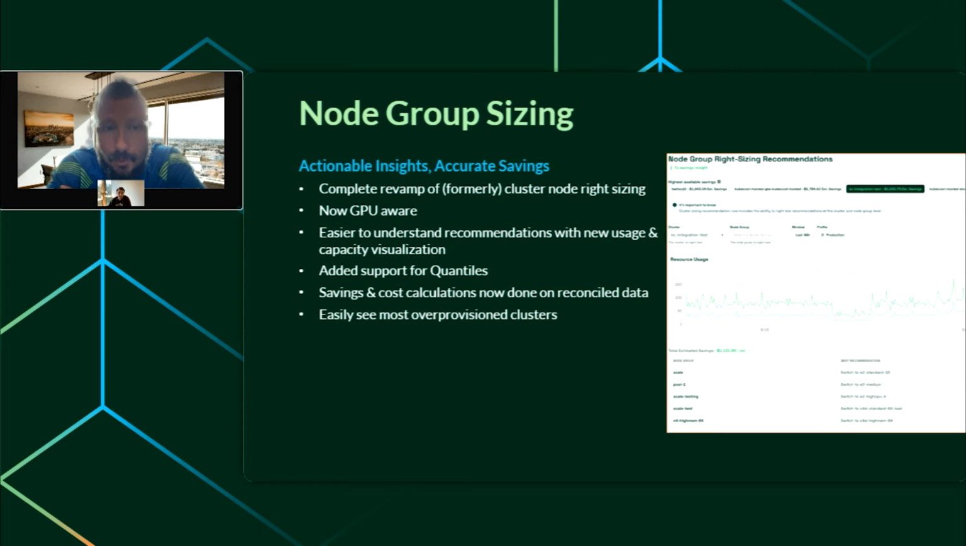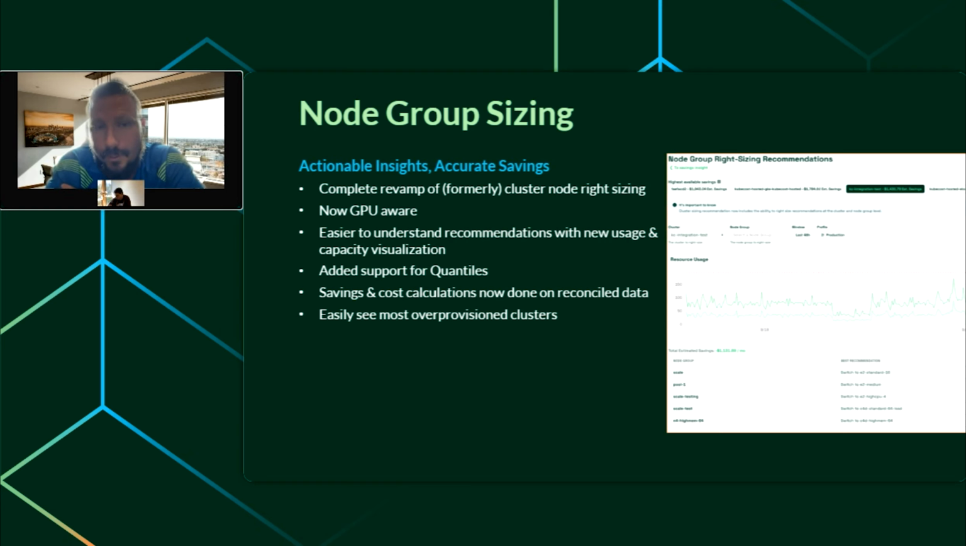The quantile support, so the ability to come in here and put that P95 or P99 in the original recommendation, is huge. And then the savings cost calculations are going to be done on reconciled data. Another huge shift from the 2.0 days, which makes it, in my opinion, a very exciting first step view into where we're going.